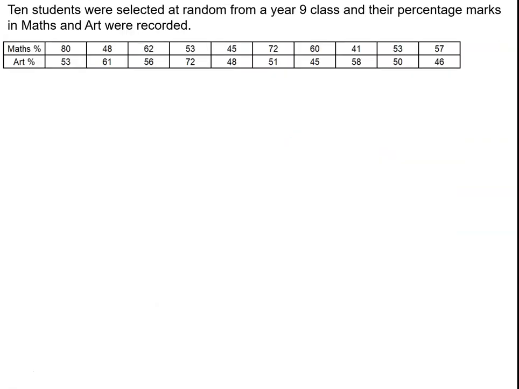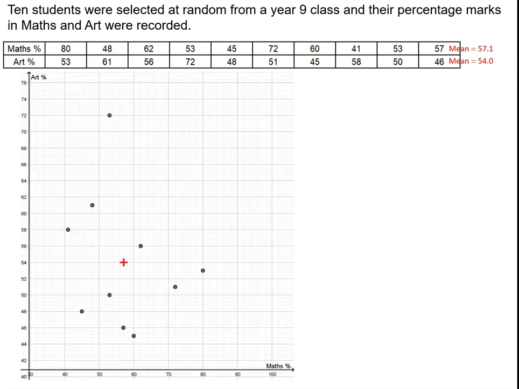For our third set of data, 10 students were selected at random from a year 9 class, and their percentage marks in maths and art were recorded. So again, we've calculated the mean of the maths marks and the mean of the art marks, and there's our scatter diagram of the points together with the point of means marked in red.